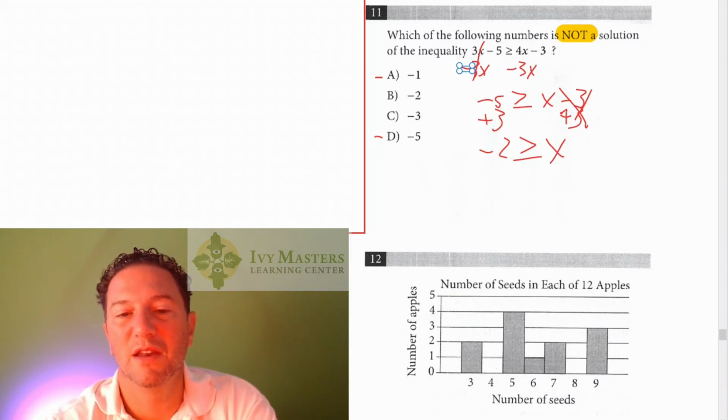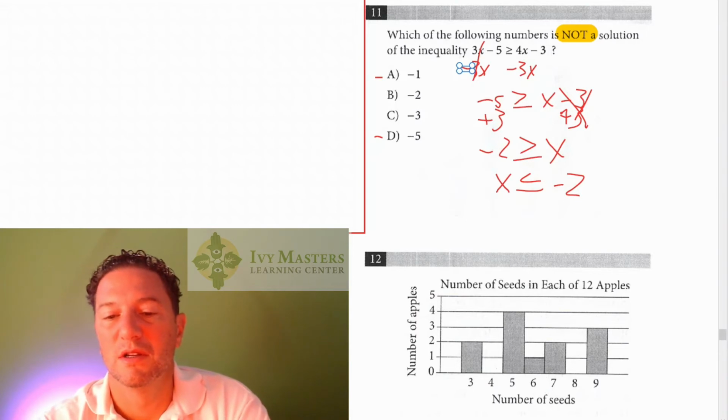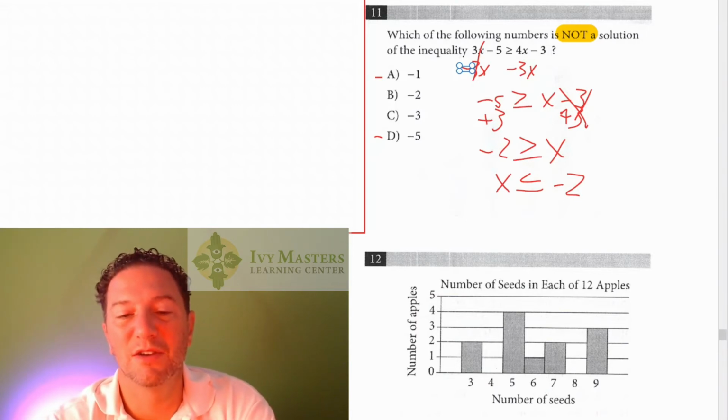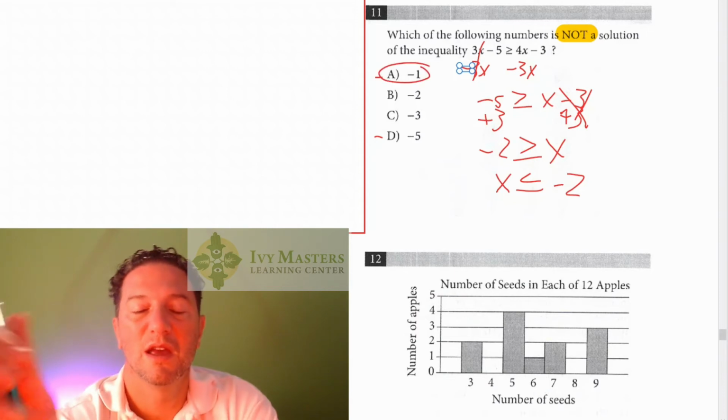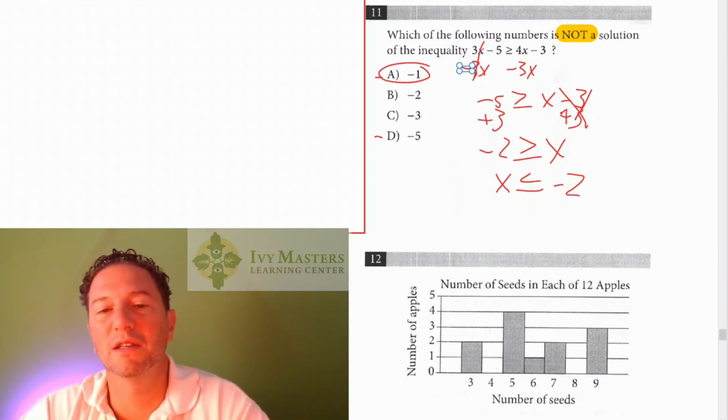Now, if negative 2 is greater than or equal to x, you're probably used to seeing this the other way, x on the left. The arrow is pointing at the x, it's got to still point at the x. So x is less than or equal to negative 2. So if x is less than or equal to negative 2, negative 3 and negative 5 count, A is going to be your correct answer.